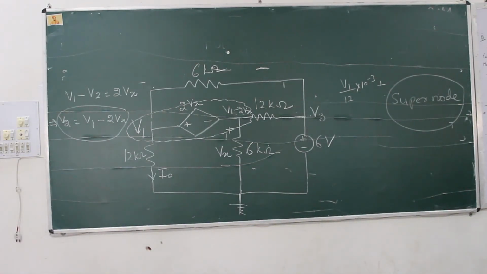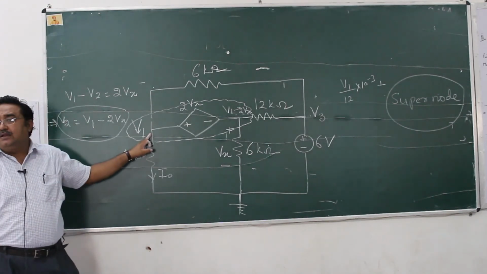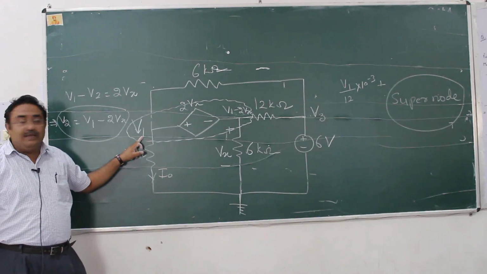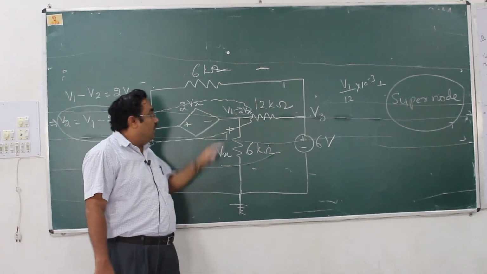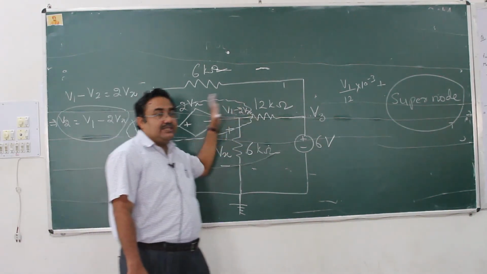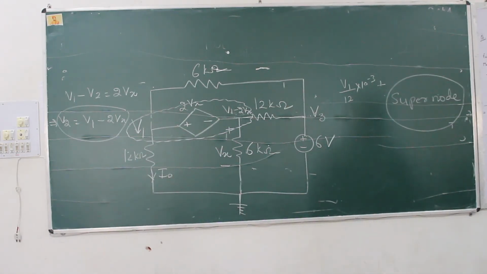And this type of question will arise whenever there is a super node. That is, you have to express the other node voltage in terms of the nearby node voltage. Nearby node voltage is what? V1. Just express this voltage in terms of this. And now what will happen? What do you have to do? You have to write down a single node voltage equation. How will you write it down? Can anybody suggest?